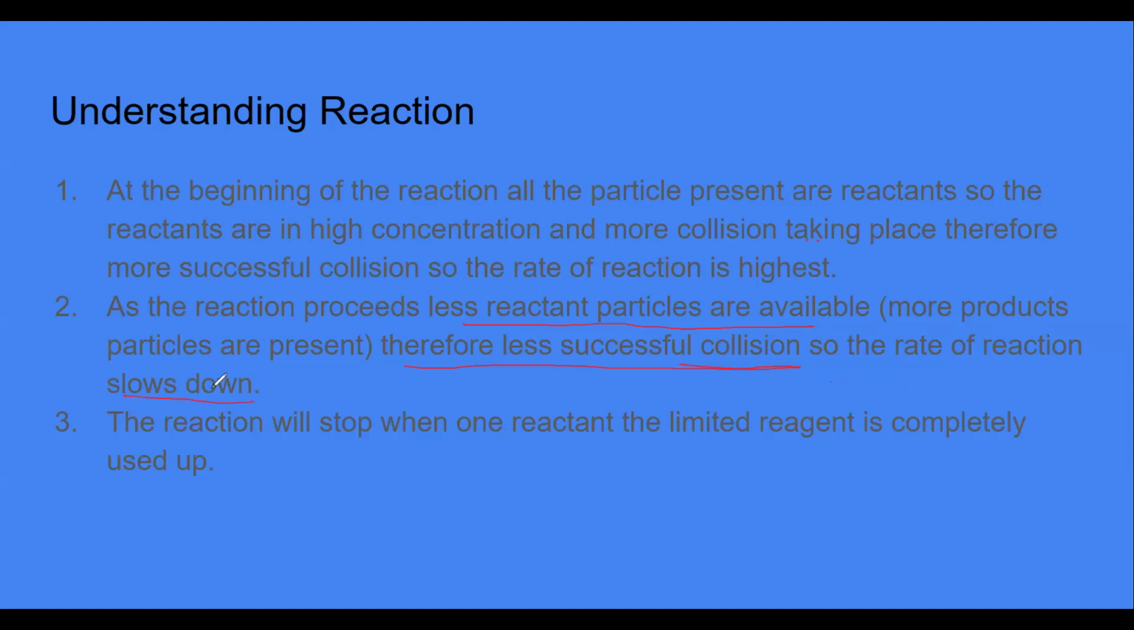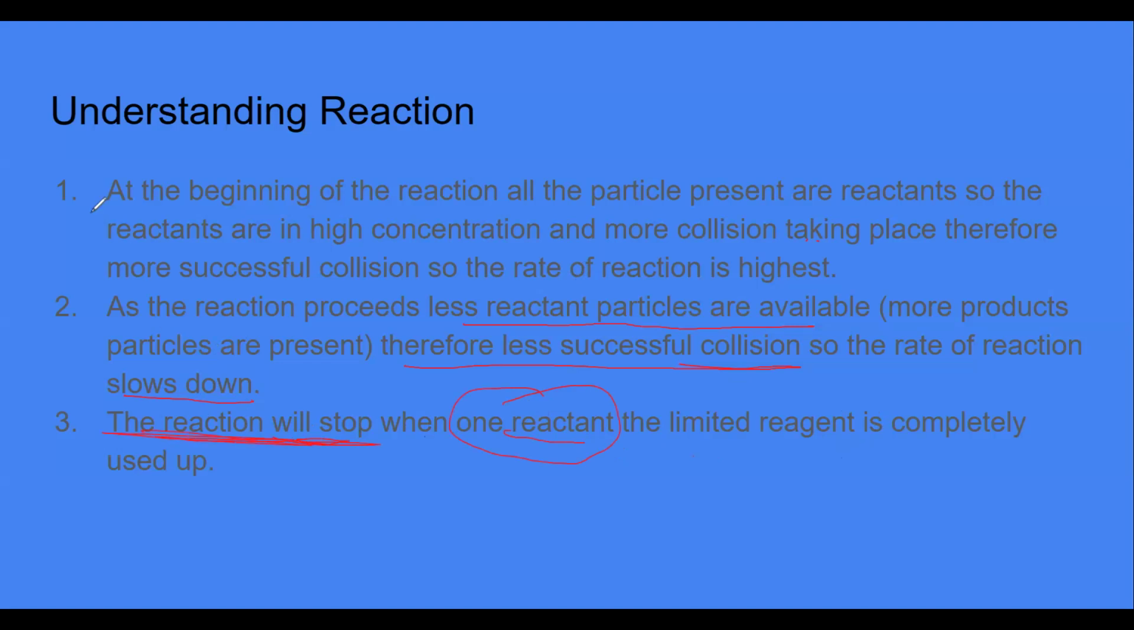Now, as time progresses, our reactants are being used up and products are forming. Not all of these collisions are going to be successful, that is, at the right orientation with the right amount of energy. So the chance of successful collisions becomes less. Because the chance is less, the rate of reaction slows down until eventually we use up one of the reactants, known as the limiting reagent, and when that happens, the reaction will stop. When one or more of the reactants are used up, there are no more reactants to collide to form product, so the reaction is going to stop.